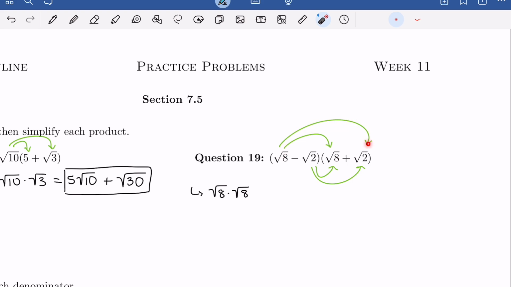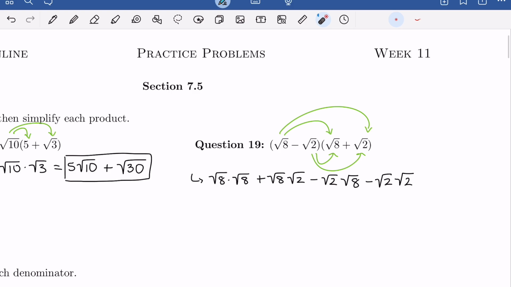Then we're going to have the square root of 8 times the square root of 2 here. So this will be our second term. And then our third term is minus square root of 2 times square root of 8. And then our last term here is minus square root of 2 times positive square root of 2. So this would give us a negative root 2 times root 2 here. All right, so let's simplify this even further.